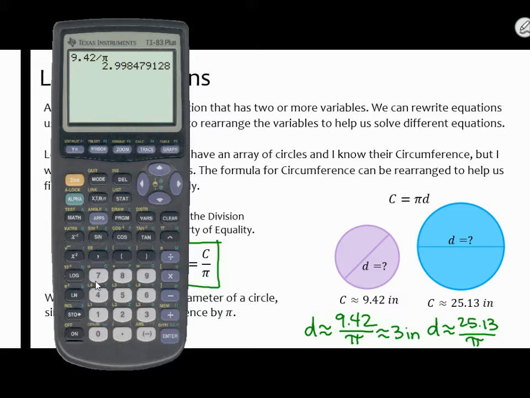And for the second one, I think I'd like to do that in blue actually, so it stands out a little better. For the second circle, let me type 25.13 divided by second, this button is pi. So let's round that to approximately 8 inches.